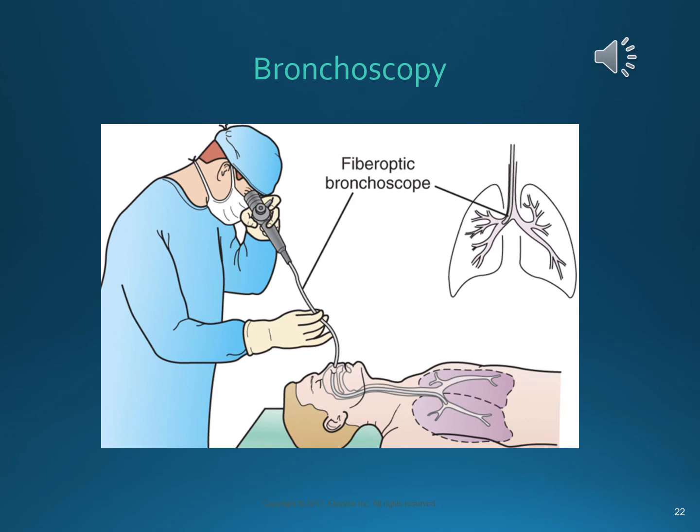They either have a little snipper and they'll take a biopsy, or they will wash some saline down there and then suck the saline back up, and they'll have cells present in the washings. They call that bronchoalveolar lavage. It can also be used therapeutically to remove obstructions, foreign bodies, or mucus plugs.